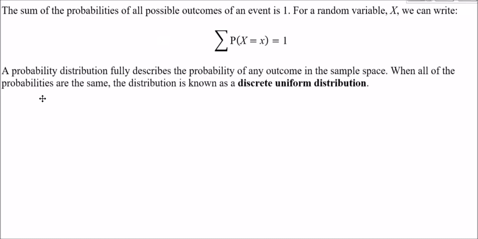A probability distribution fully describes the probability of any outcome in the sample space. When all of the probabilities are the same, and only when all the probabilities are the same, it's a special distribution known as a discrete uniform distribution. So for example, if you're rolling a fair die and your discrete random variable big X is the number you roll, 1, 2, 3, 4, 5, or 6, that would be uniform because each outcome is exactly 1/6. So let's now have a look at some worked examples together.